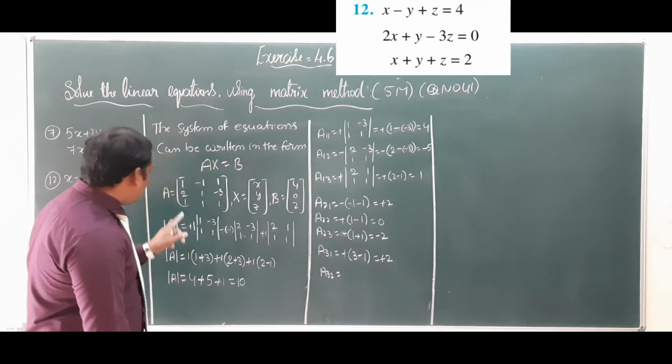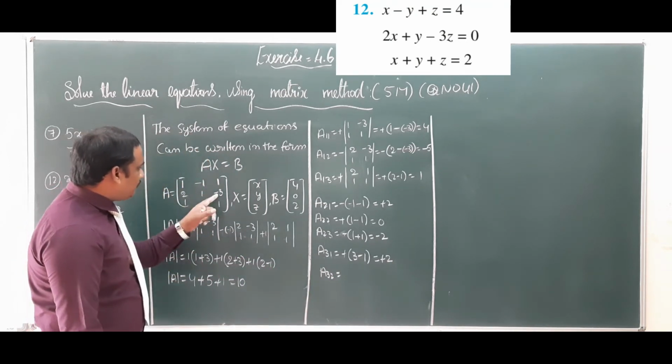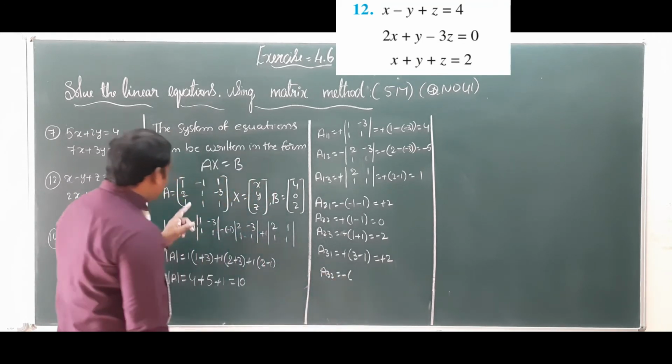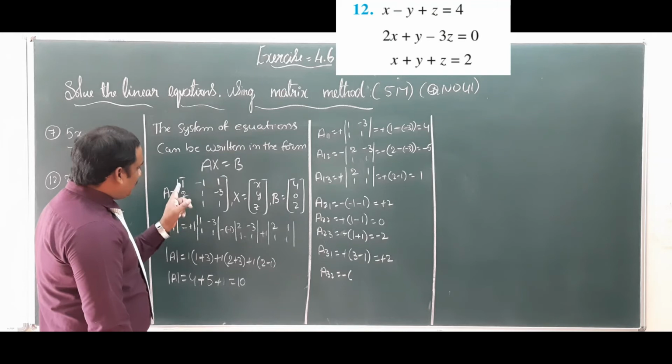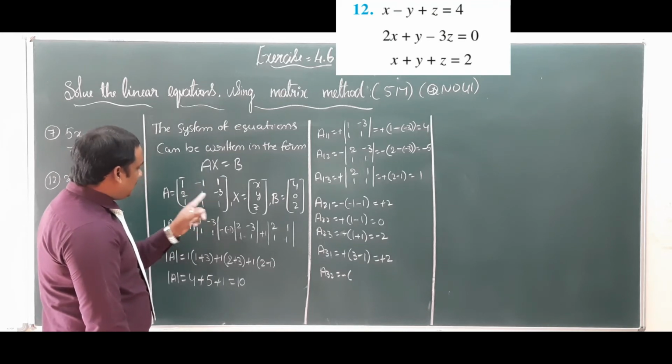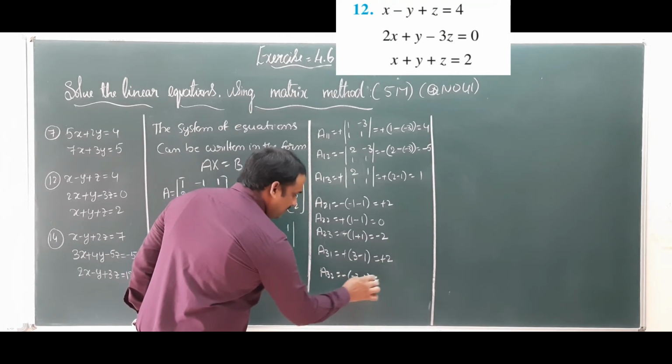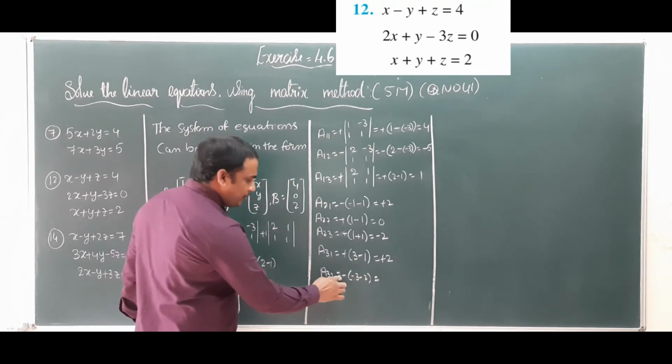A of 3, 2. Third row, second column. 1 into minus 3. Here 3 plus 2 odd. Minus. Here third row, second column. 1 into minus 3. Minus 3 minus 2 into 1. Here minus 3 minus 2. Minus 3 minus 2 minus 5 into minus.